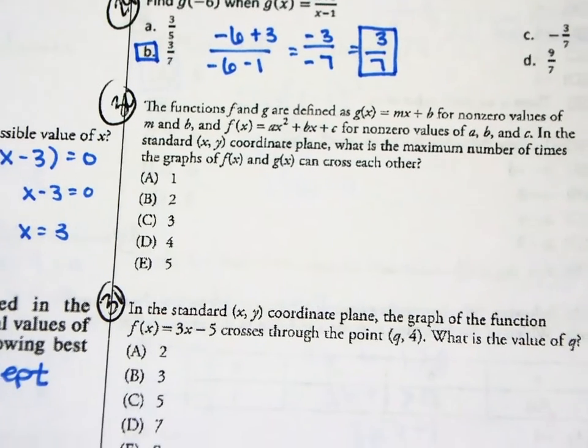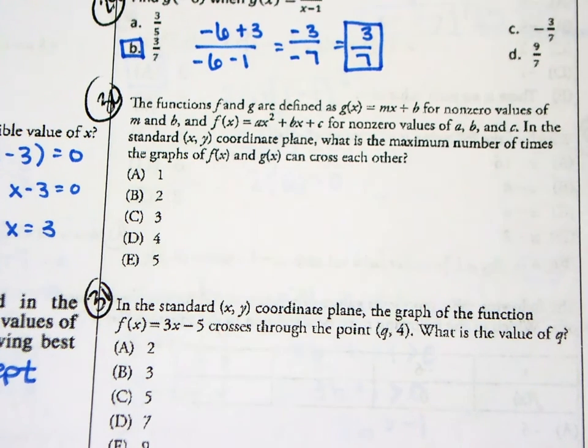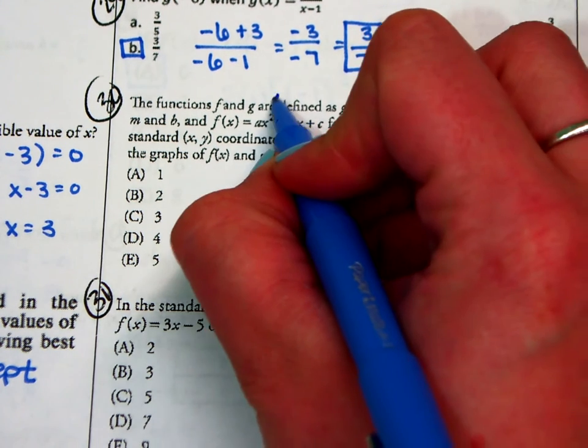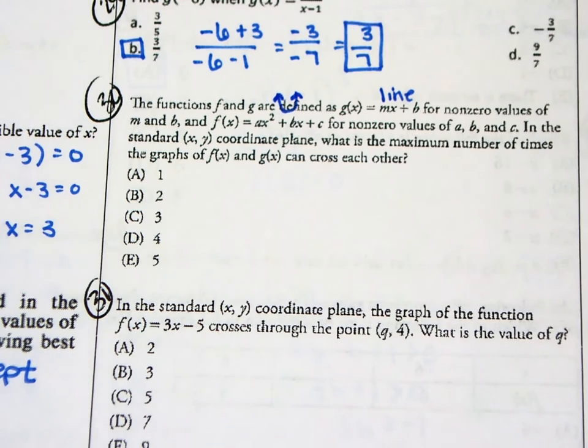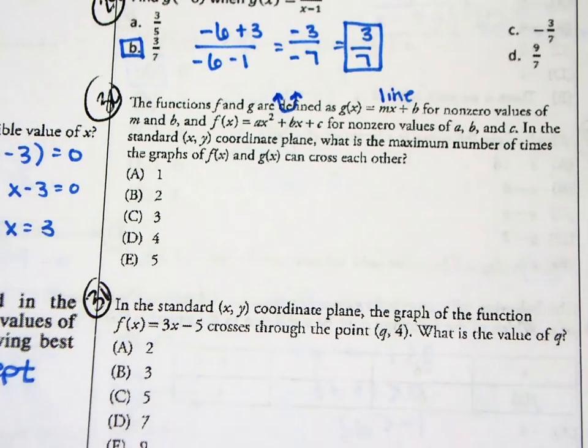Number 30, the functions f and g are defined as mx plus b. So this represents a line, and this one represents a parabola because notice the squared, okay? In the standard xy coordinate plane, what is the maximum number of times that they will cross? Here's the thing that you should do. I would recommend graphing each of these pieces.